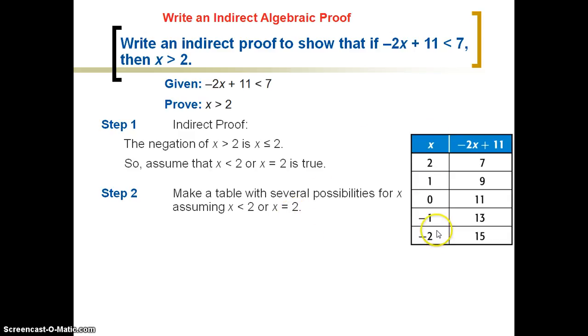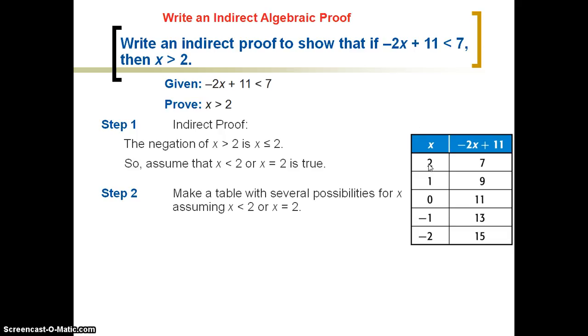So here we have all of our possibilities for x. We have x being equal to 2, and then a bunch of values of x being less than 2. And you take these values and you plug them into negative 2x plus 11, and you get the right-hand side column. So when x is 2, your answer is 7. When x is 1, your answer is 9. When x is 0, it's 11, and so on.